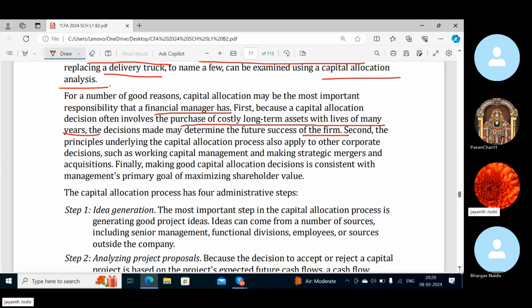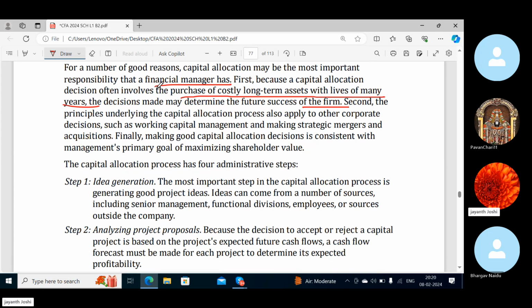Second, you are going to put your money, right? So you have to buy very costly long-term assets, and that asset should have a life of a great many years. It should have an extended life, and all these kinds of decisions can make your firm successful in the future.